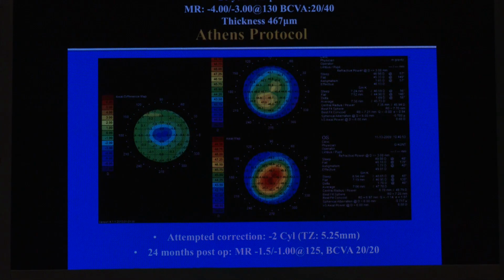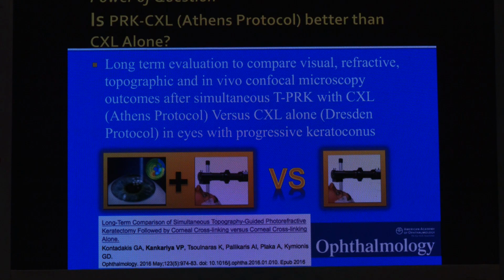Now let us look at this patient who came to us with a topography like this, and then after the Athens protocol, this is the post-operative scan, and you can see a fairly regularized cornea. The patient's vision improved from 6/12 to 6/6 in the post-operative time.